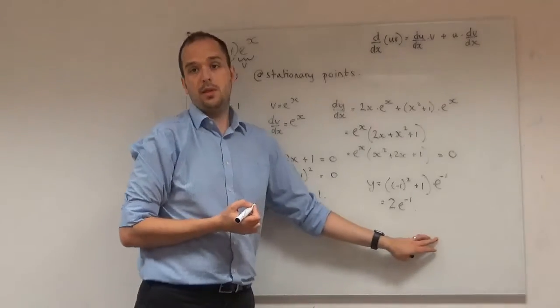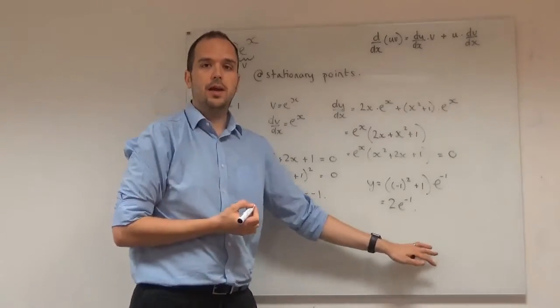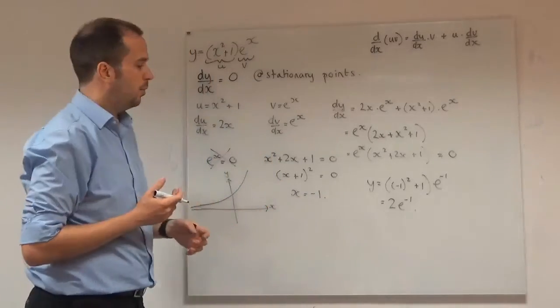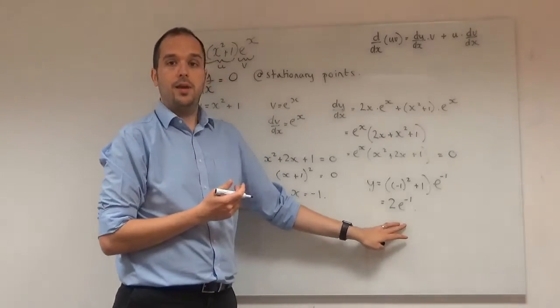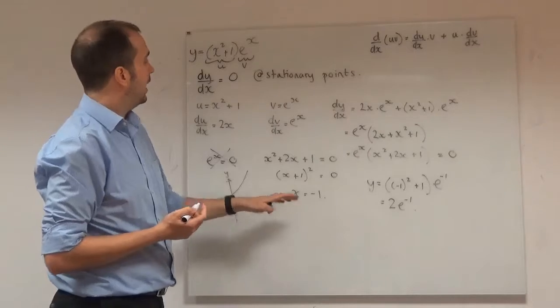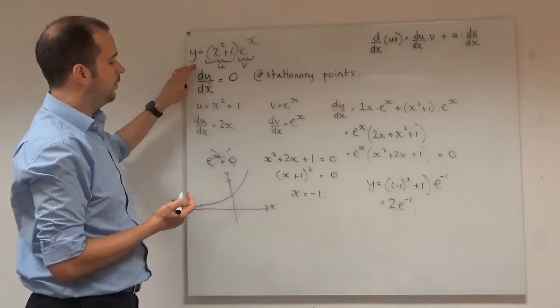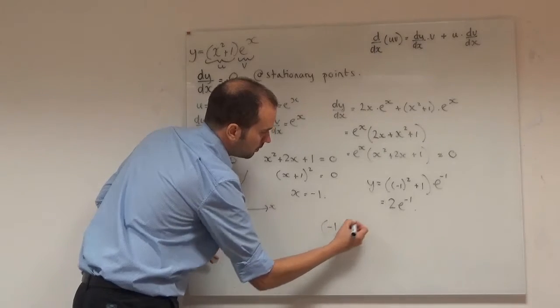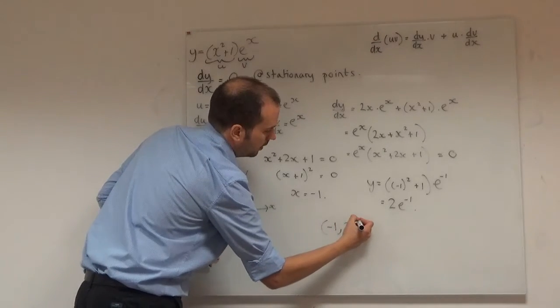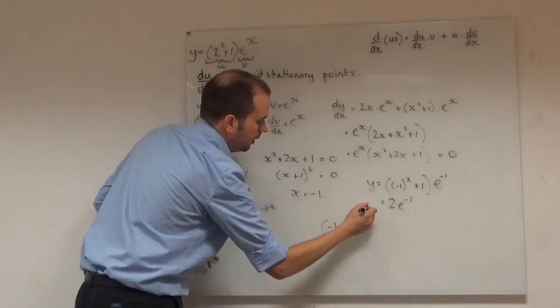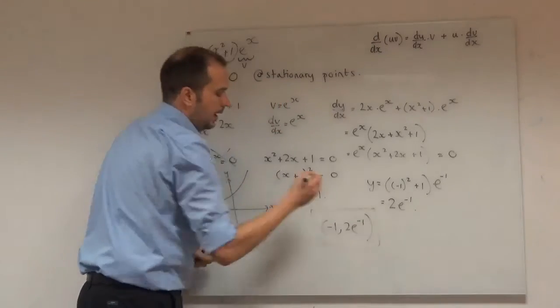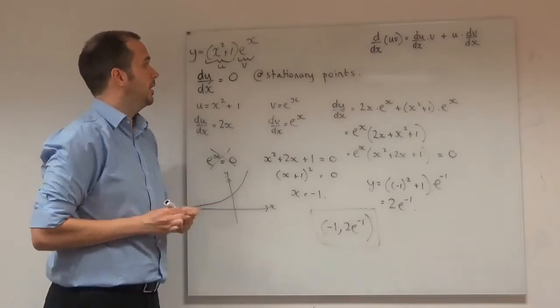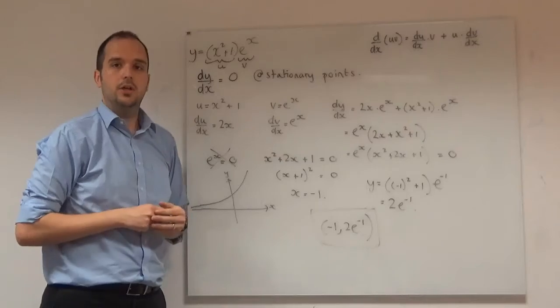Now I'm going to leave this exact. You could type this into your calculator and get an answer to a couple of decimal places, but I'm going to leave it exact. So I can now say the stationary point of this function here is minus 1, 2e to the minus 1. And that there is the stationary point of this function here.